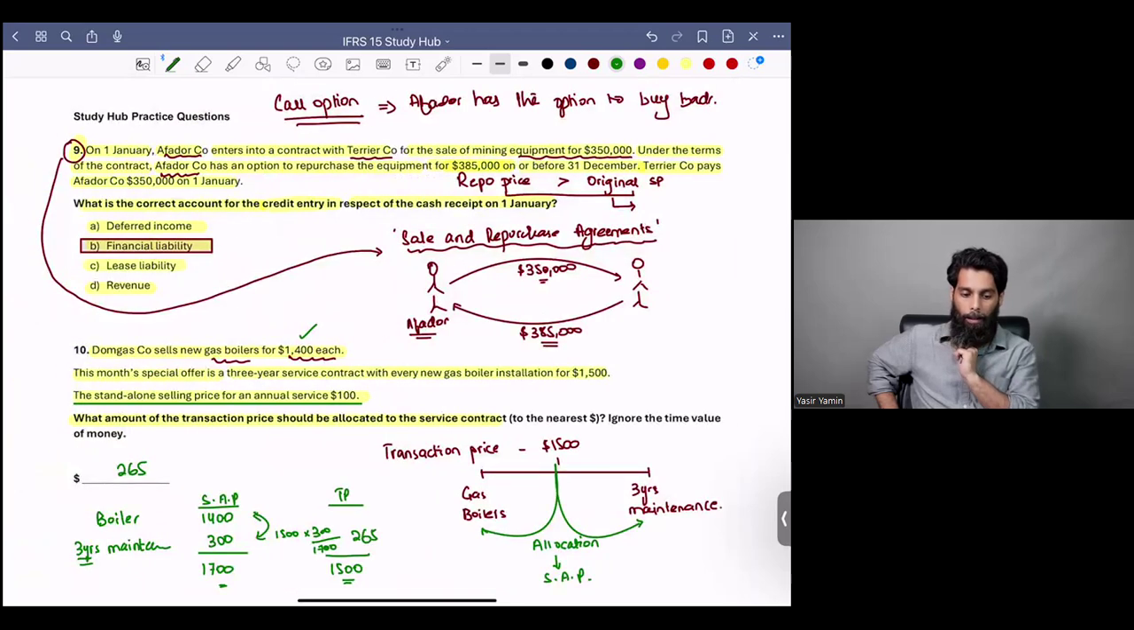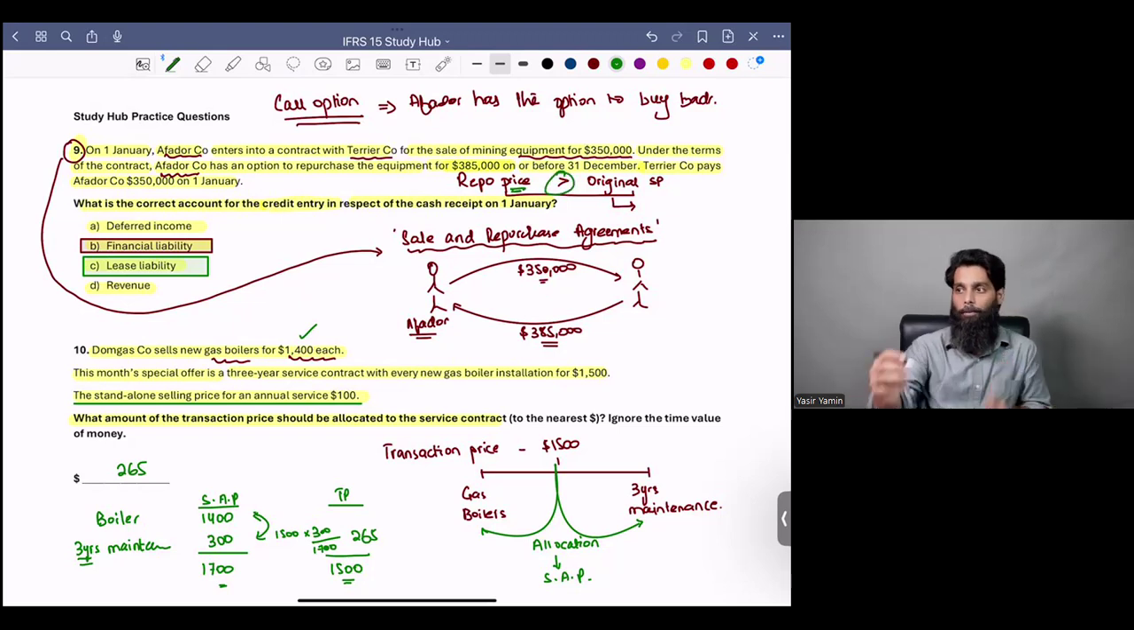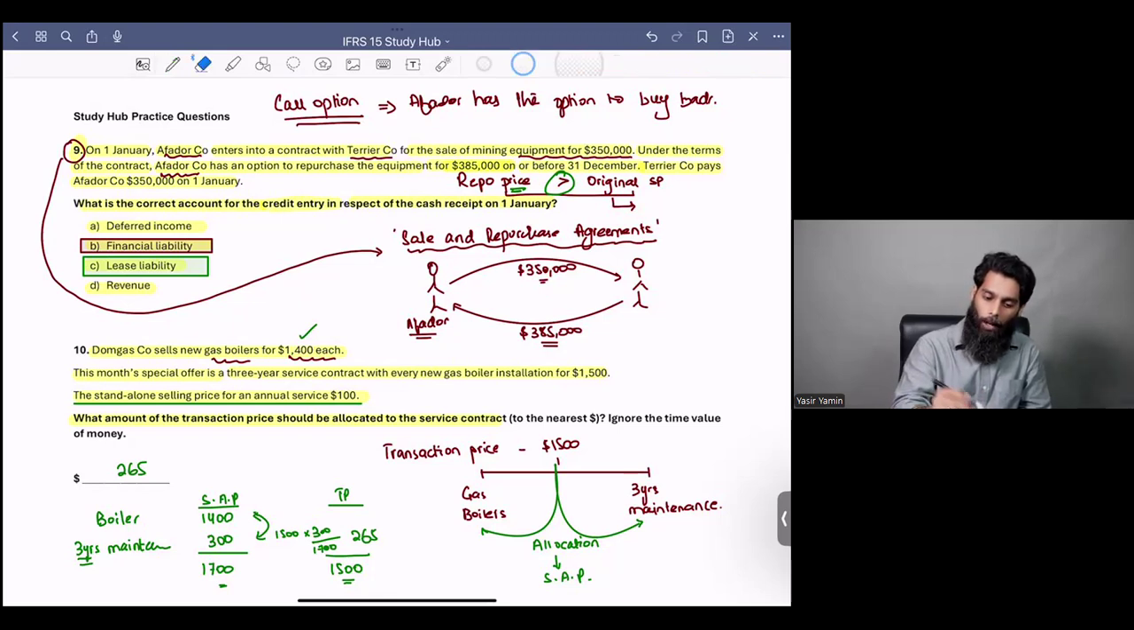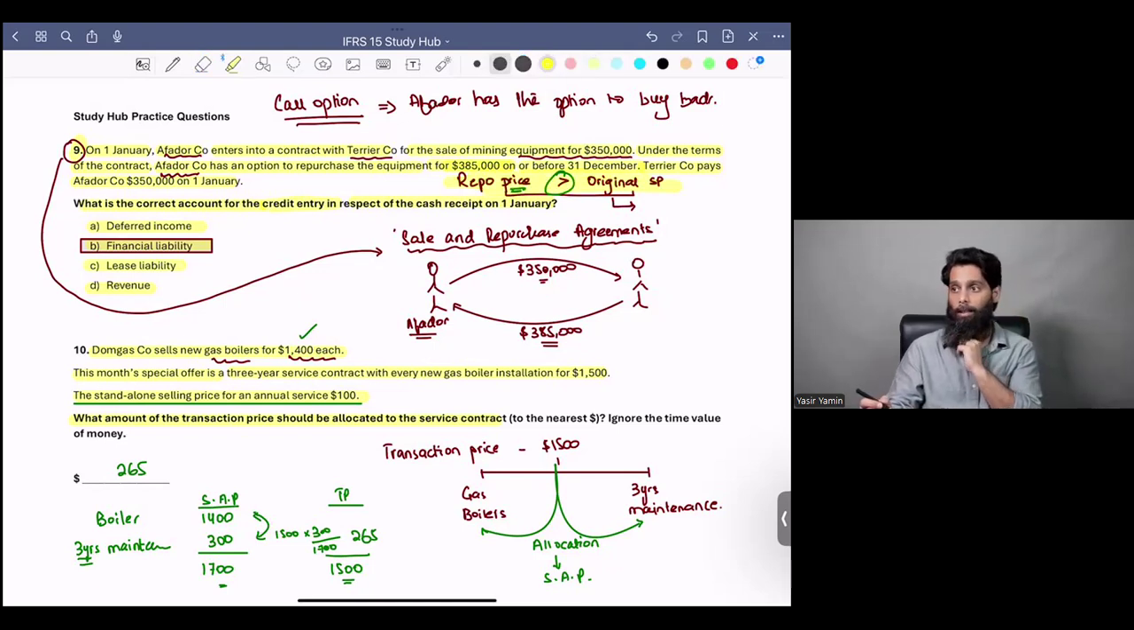Question 9, explain C, the lease liability. What should I explain in this? Why this is not the answer? Because the repo price is greater than the original selling price. If you remember IFRS 15, if the repo price was less than the original selling price, then it could have been a lease liability. Otherwise, it's not a lease liability. Make sense, Ansh? It's according to the conditions of IFRS 15 only. It is due to this fact that it is a financial liability. Okay.